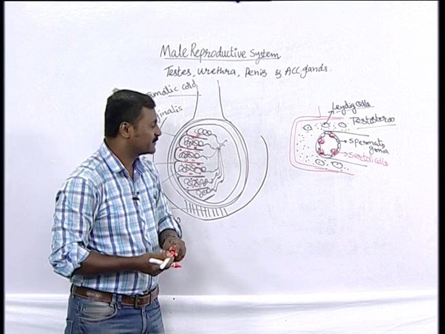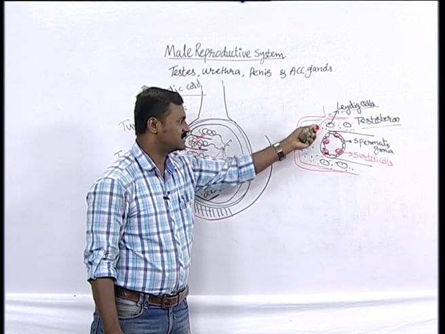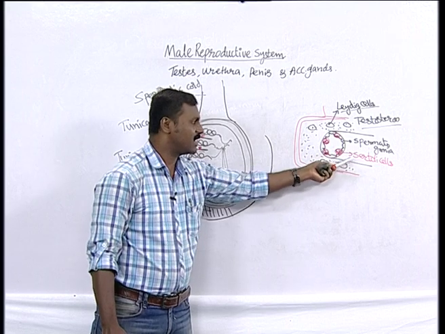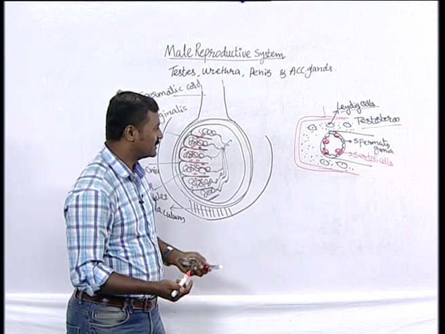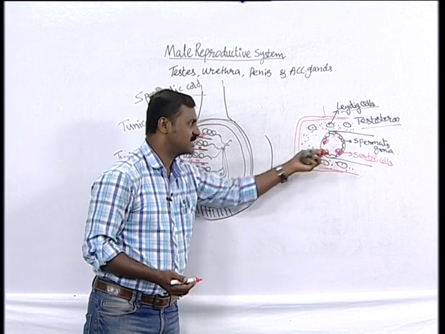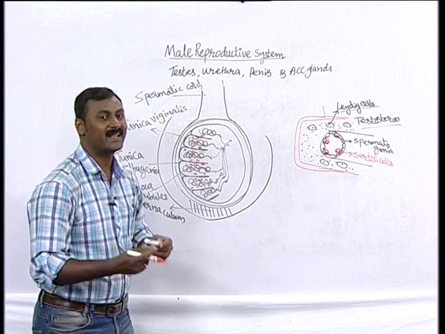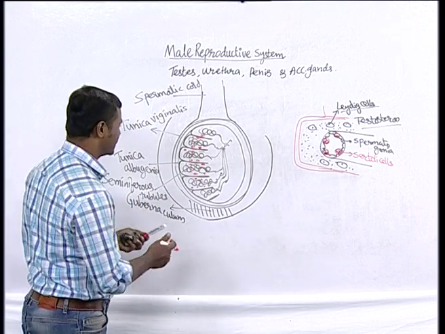So, in total we discussed 3 types of cells: Leydig cells, spermatogonia and Sertoli cells. The sperm production environment is created by Leydig cells, spermatogonia give sperms, and Sertoli cells give nourishment. So, those are the cells.